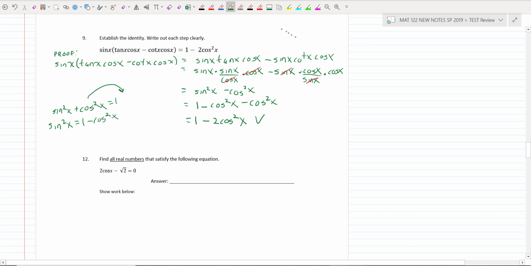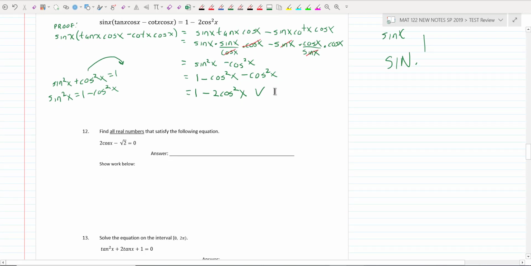And by the way, if you wrote this first step as sin tan cos minus sin cot cos, you're going to lose points on that because you can't lose that variable x. It's got to be there. I see students do that kind of thing all the time. Drives me crazy. Keep it in there. I always say a sine without an x is a sin. It's a deadly sin. So you've got to have that sine of x.